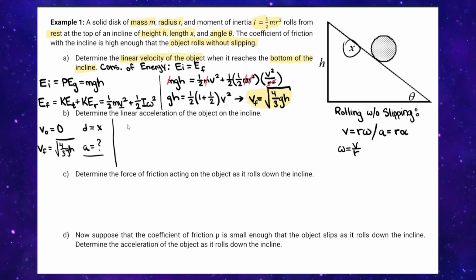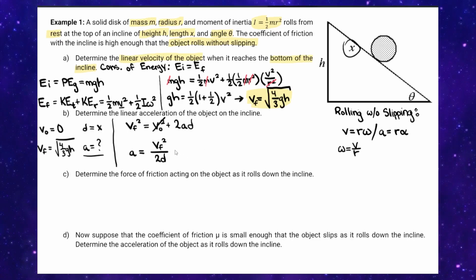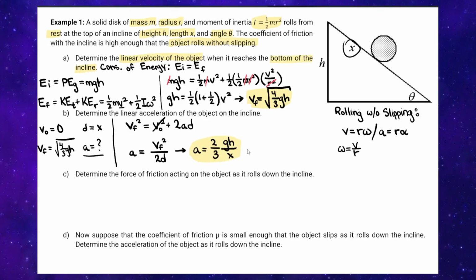So over here, the most appropriate equation is going to be vf squared equals v naught squared plus 2a times the displacement. And knowing that v naught is 0, we can get rid of that term. So the linear acceleration is going to equal vf squared divided by 2 times the displacement. Simplifying things a little bit then, we would get that the acceleration equals 2/3 times the acceleration due to gravity times h divided by the displacement it travels through, a little bit of algebra.